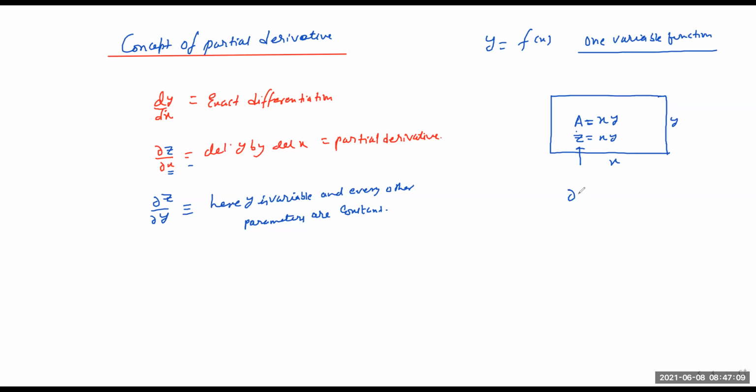So when I write del A by del x, it means for me x is the variable, and the term xy, which is a product, you're not supposed to use the chain rule or product rule, because here y is a constant. You're supposed to take y outside and just differentiate. See, the answer is only y. Easy. And if I write del A by del y, what does it mean?